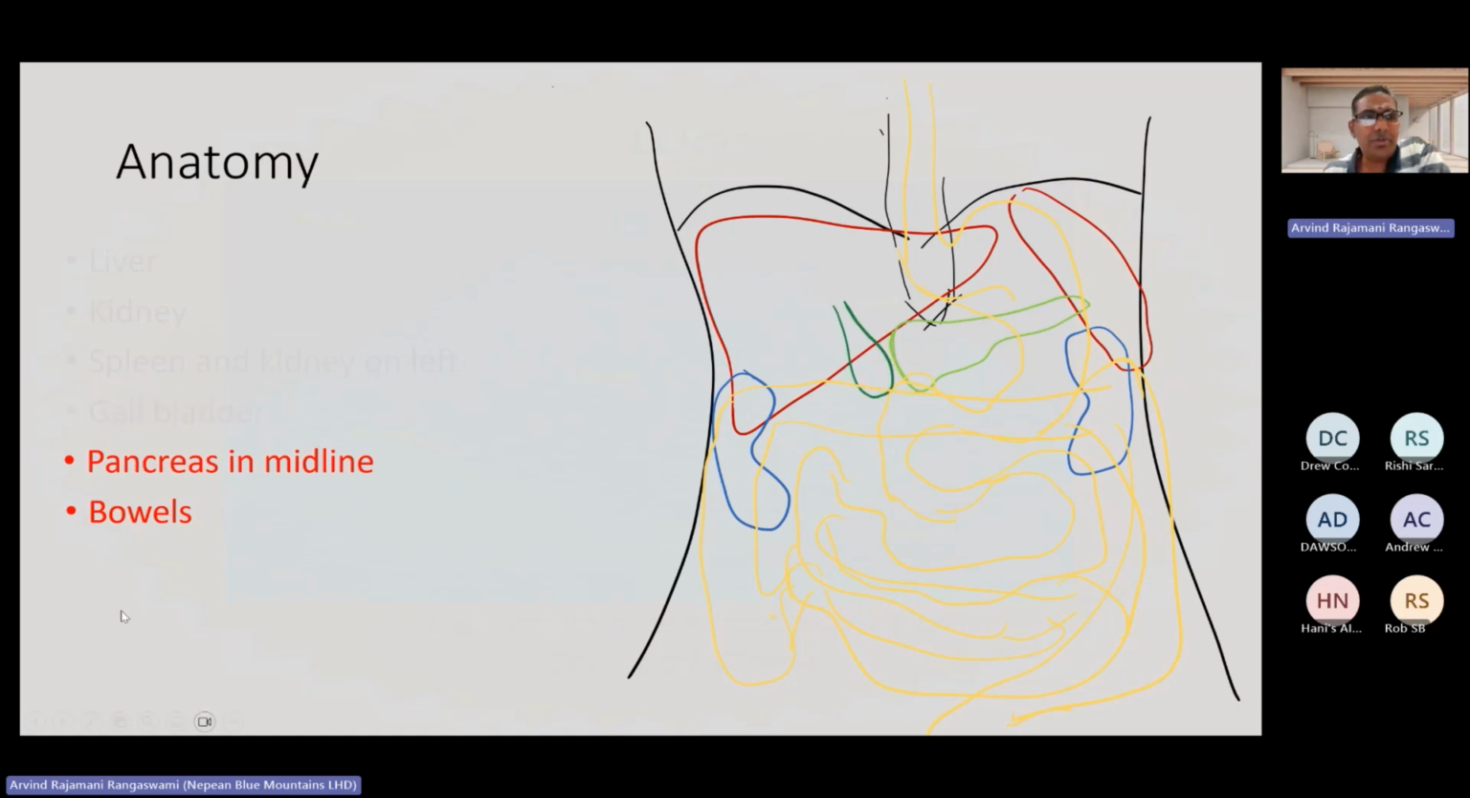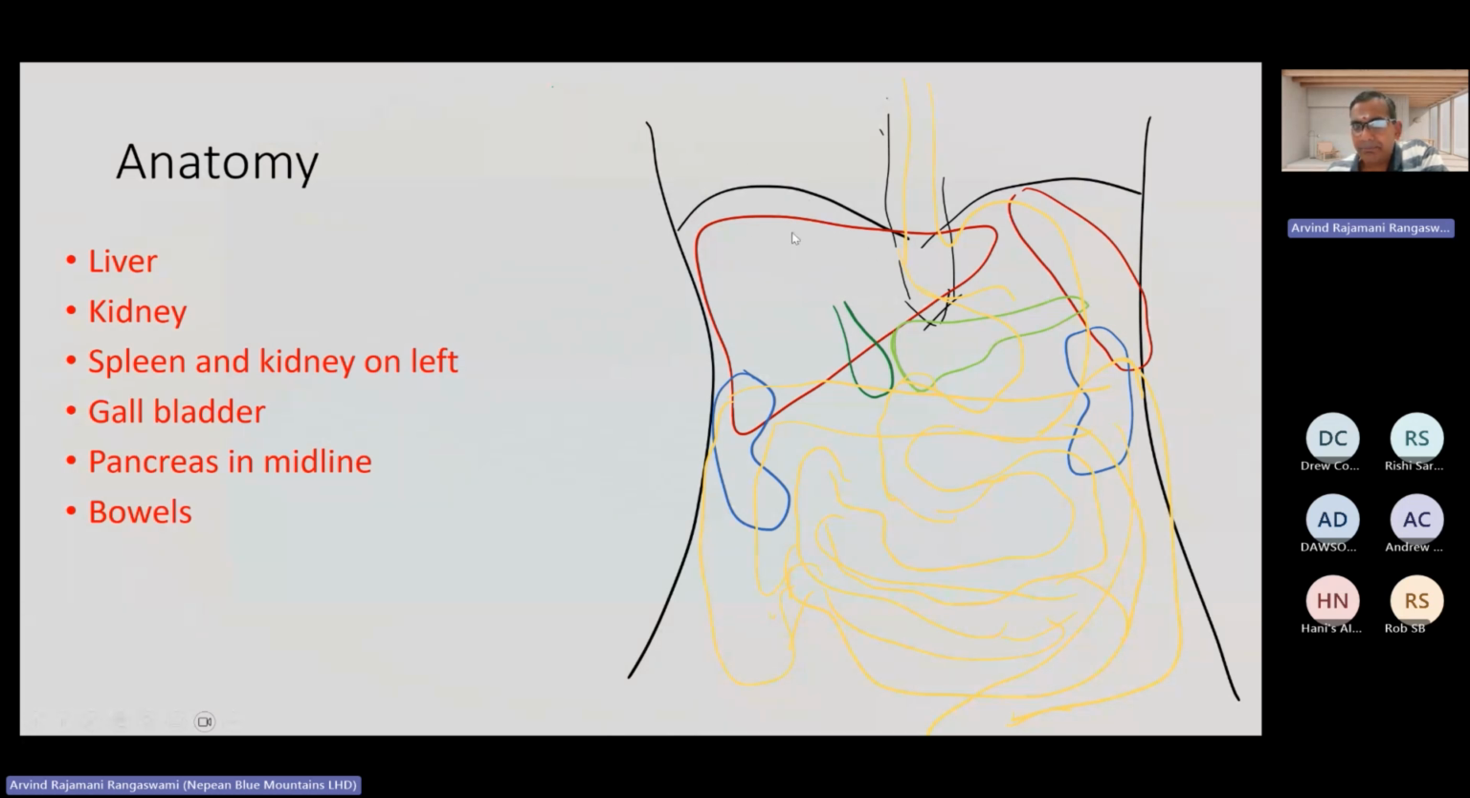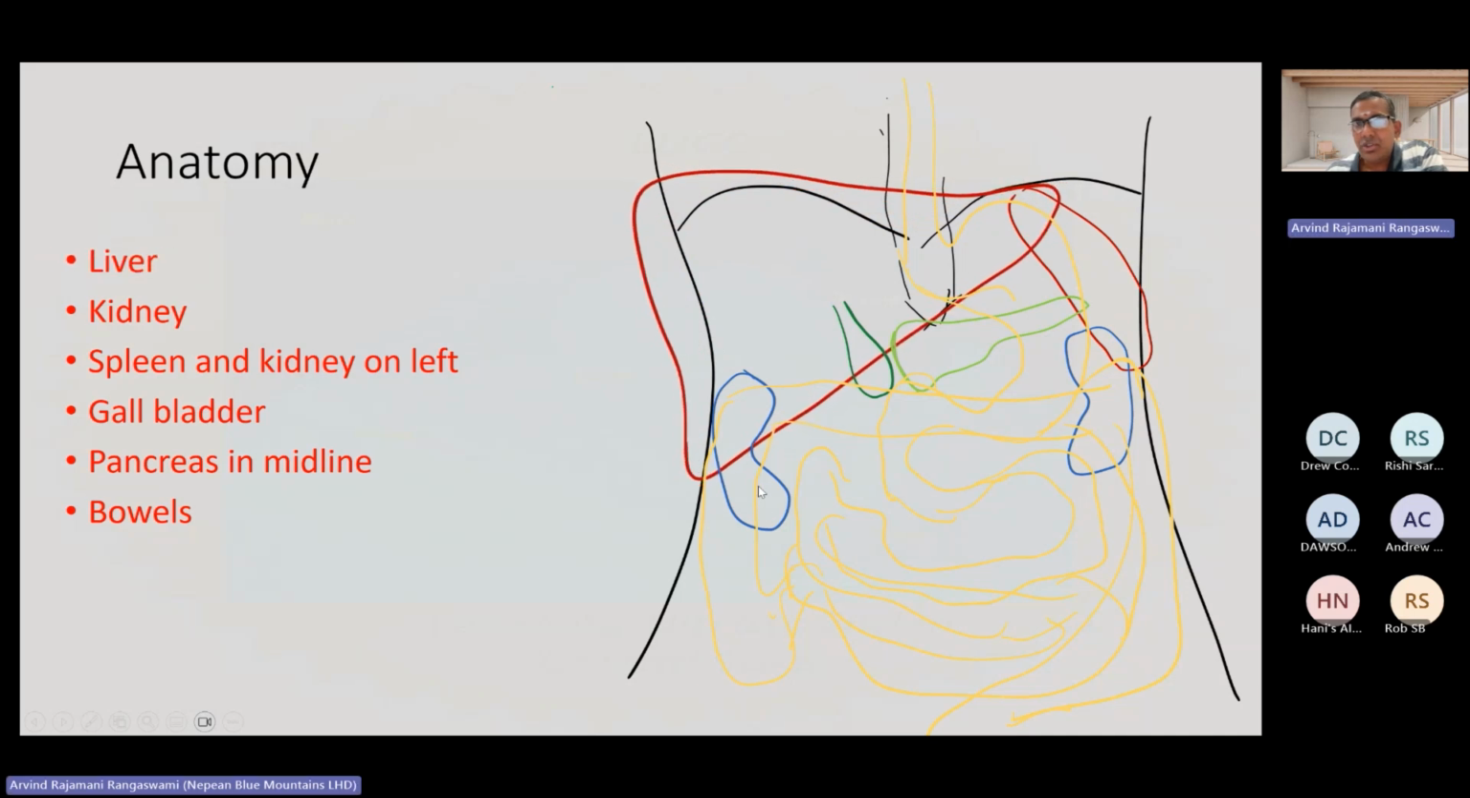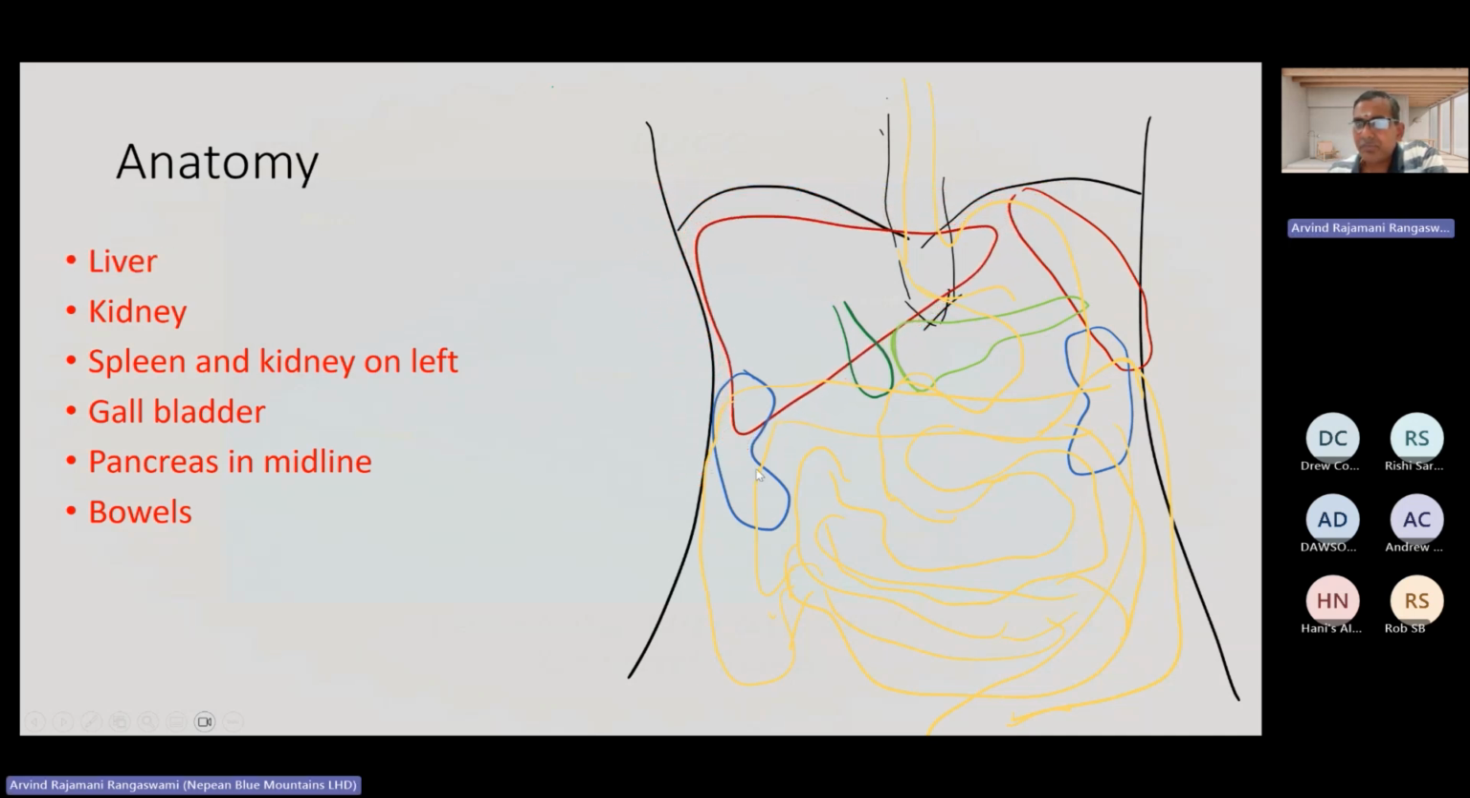So going back to the abdomen, the liver is a huge organ on the right side of the abdomen, just under the diaphragm. Inferior to the liver, you have the right kidney. On the other side, the left side, you have the spleen and the kidney. The left kidney is superior to the right kidney, purely because the spleen is smaller than the liver.